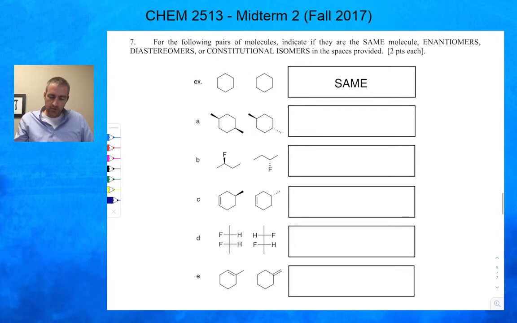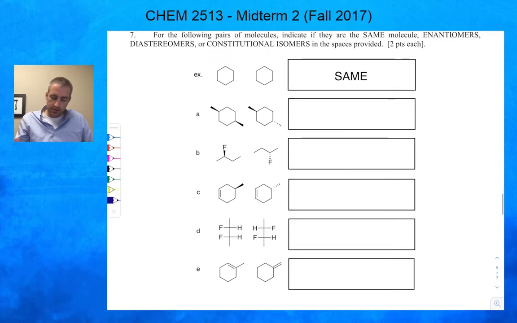For the following pairs of molecules, indicate if they're the same, enantiomers, diastereomers, or constitutional. First one you can see is a cis dimethyl cyclohexane versus a trans 1,4-dimethylcyclohexane. Cis-trans isomers are typically diastereomers.